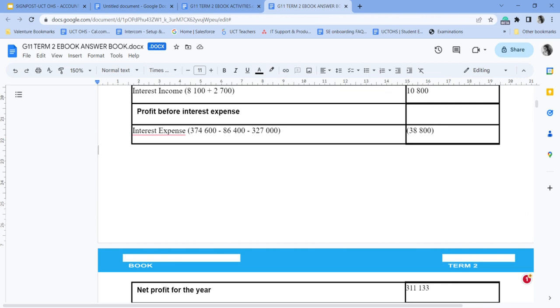So basically you are working backward. You get it? You have a profit that has already been given to you after interest expense. So now to get the profit before interest expense, you just work backward. So if you say that 311,000, which is your profit, plus your 38,800, you should be able to get 349,933, which is your profit before interest expense.